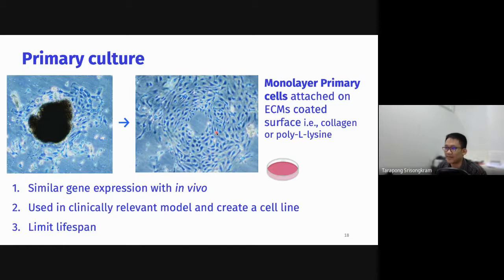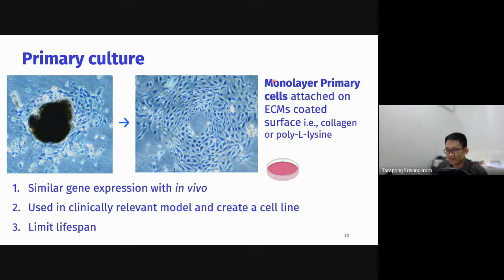As for the properties of primary cells, they share a similar gene expression with in vivo, because we obtain the cells from the tissue, right? But they lose the in vivo structure, because in vivo the cells are attached to each other in a 3D structure. When we culture in primary culture, the cells attach to the flask, so they grow in a 2D layer as a monolayer, and lose the 3D architecture of the in vivo.